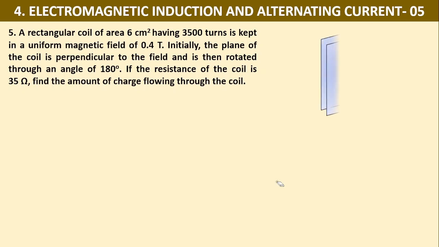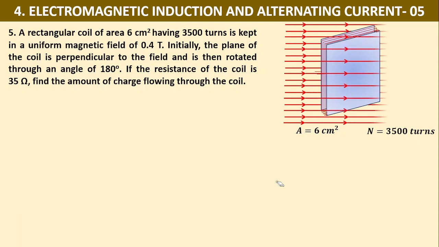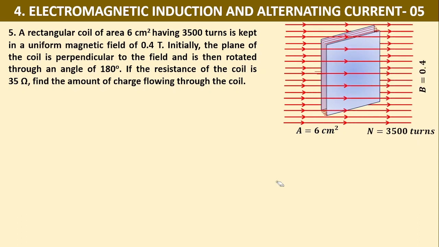Let us start. Here you have the plane of the coil. The area is given in the problem as 6 cm² and it has 3500 turns. It is kept perpendicular to a magnetic field of strength 0.4 Tesla. The area is perpendicular to the magnetic field, so the area vector is parallel to the magnetic field vector. It now rotates through an angle of 180 degrees.